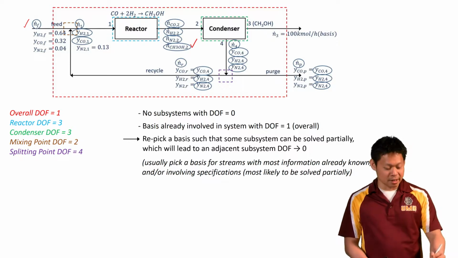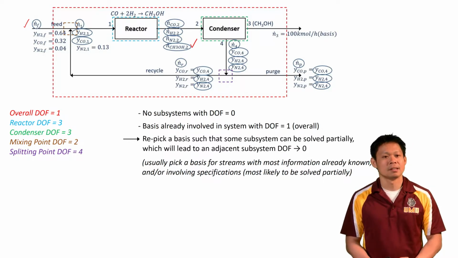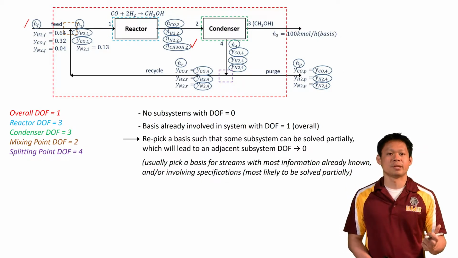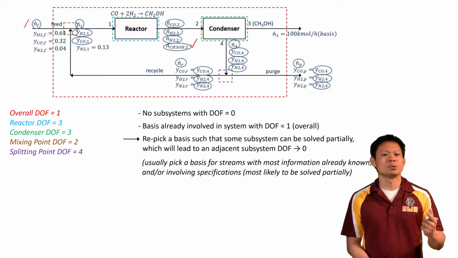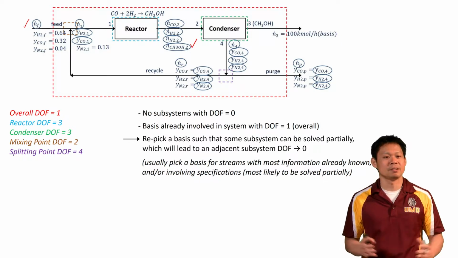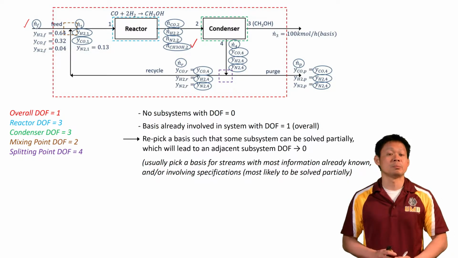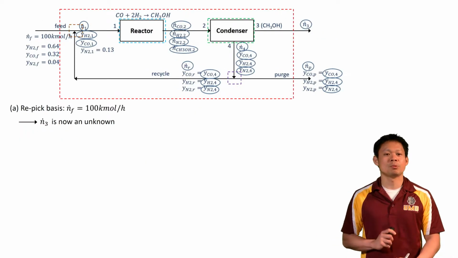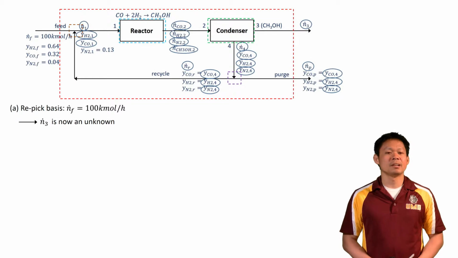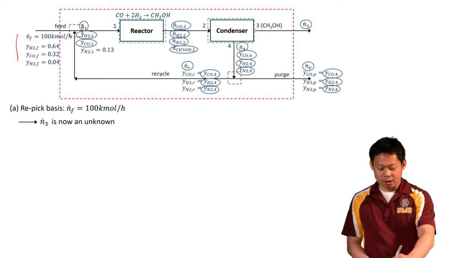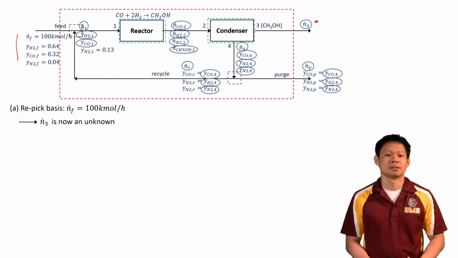So it turns out that in this case, if we repick NF as our basis, that actually hits on both of these points. Number one, we're repicking a basis in the stream where we have the most information. And number two, NF is also involved in our specification. If you remember around the mixing point, we have a specification that says the recycle to the feed stream is 5:1, and that allows us to partially solve the mixing point. And so that is actually what we're going to do. We're going to repick a basis of our feed as 100 kilomoles per hour. Now everything is known down here. Our entry now becomes an unknown.